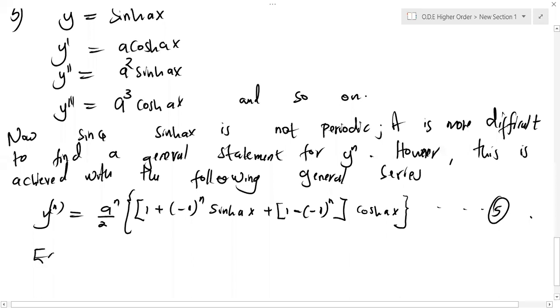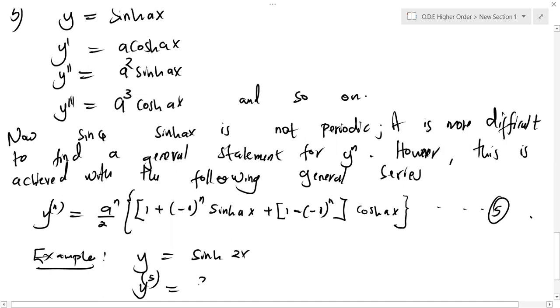So for example, if we are to have our y being equal to sine hyperbolic 2x, then we are to get y fifth prime, then this would be equal to, so identifying our a is 2.